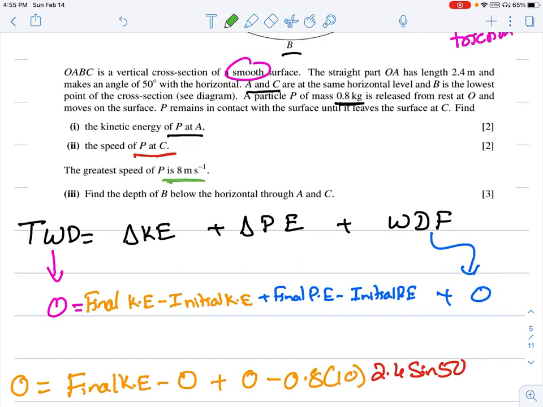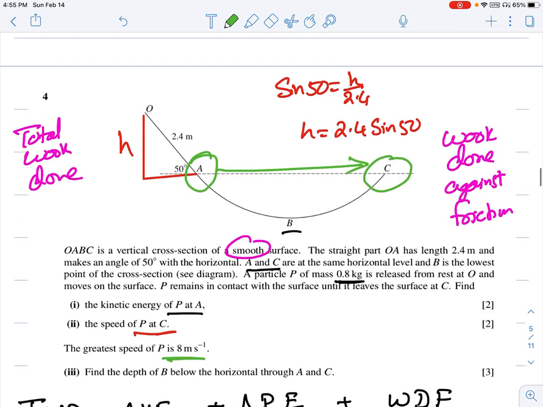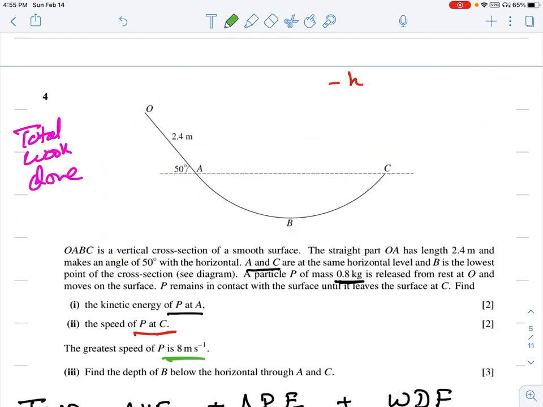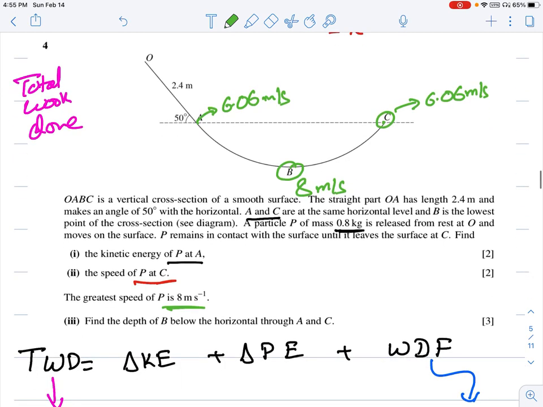The greatest speed of P is 8 meters per second. So let me clear off all these diagrams. Now the greatest speed is 8. Over here the speed is 6.06, and over here the speed is 6.06 meters per second, and at B it is 8 meters per second. What is being asked? The depth below, this height below, capital H, is being asked.